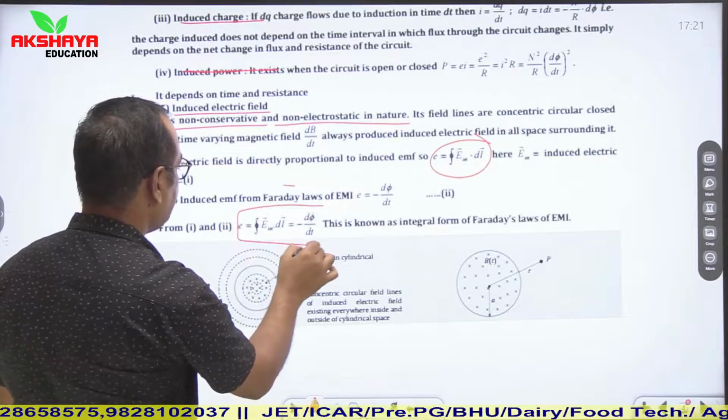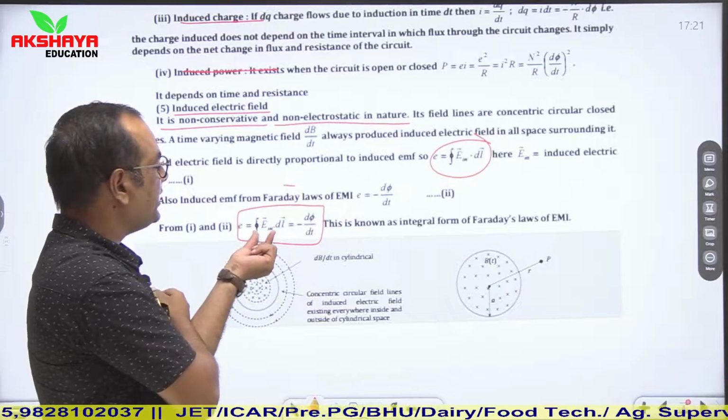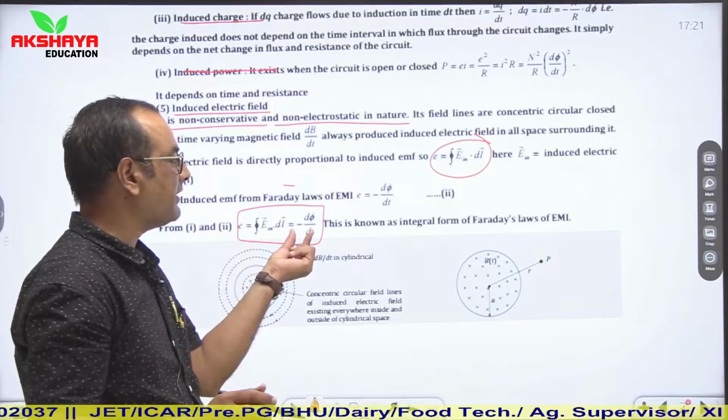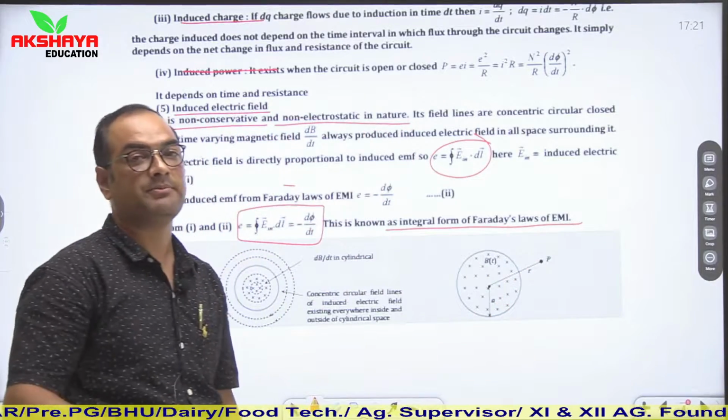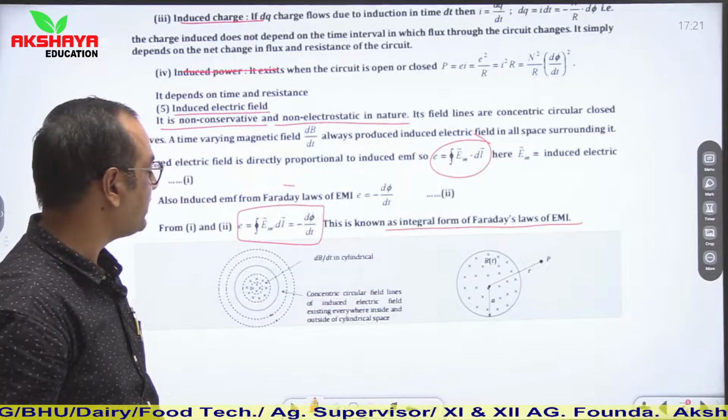So this is the relation: EMF is equal to the closed integral of E induced dot dl vector, which is equal to minus d phi upon dt. So it is the integral form of Faraday's law of EMI.